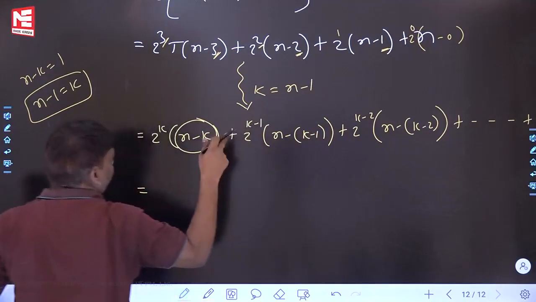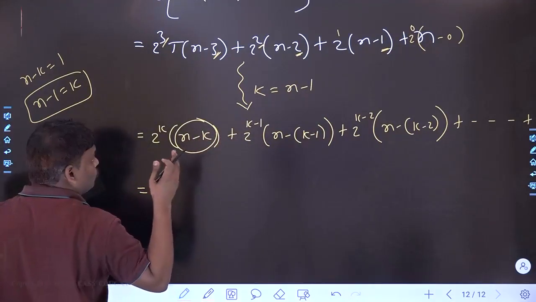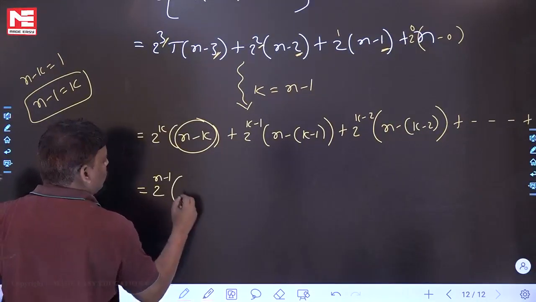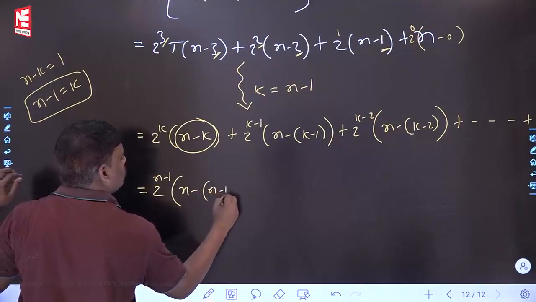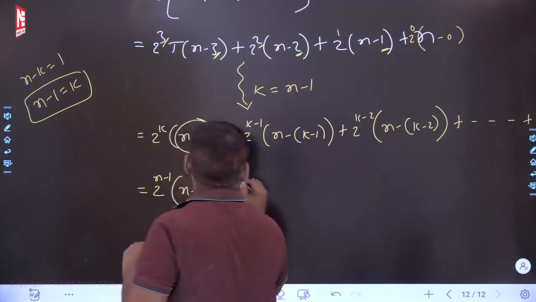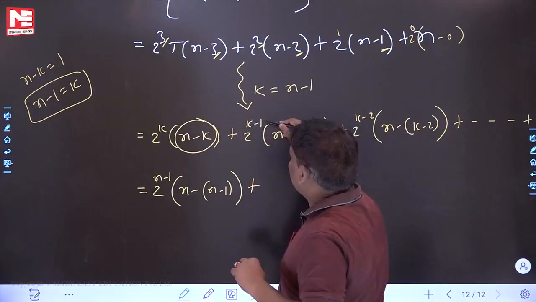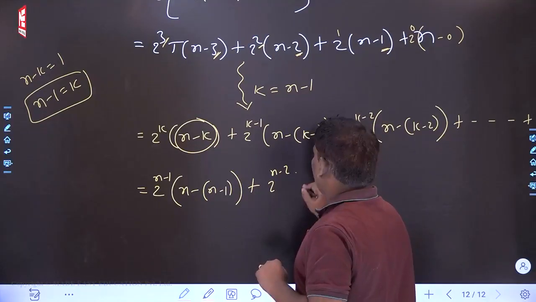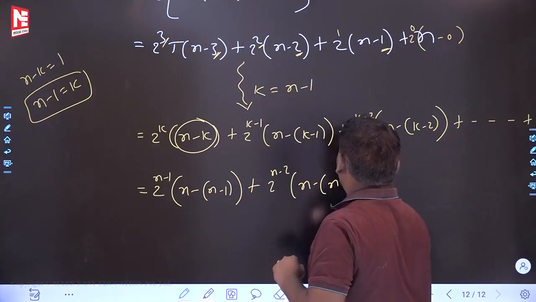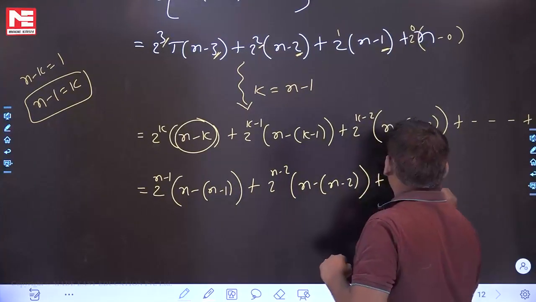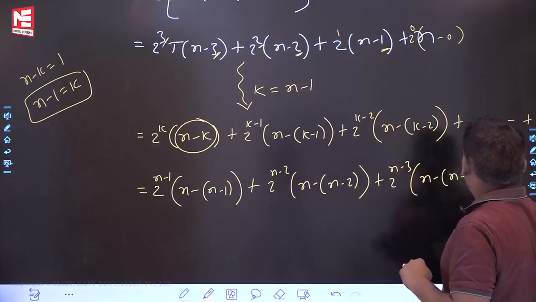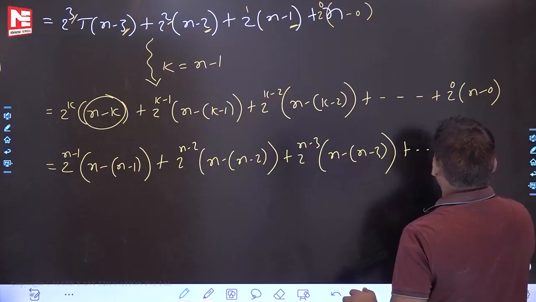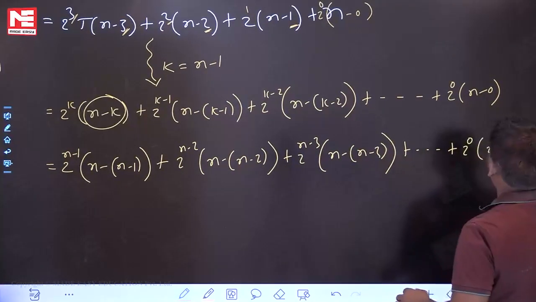Because if you always subtract 1, 1, 1, 1, right, you have to do it n minus 1 times, so that 1 will be there. It will become 2 power n minus 1, k is n minus 1, right, n minus of n minus 1, so that 1 will be there. It will become, k value n minus 1 means it should be n minus 2, 2 power n minus 2, right, n minus of n minus 2, 2 power n minus 3, n minus of n minus 3. It will continue until the last one. What is the last one? 2 power 0, n minus 0.